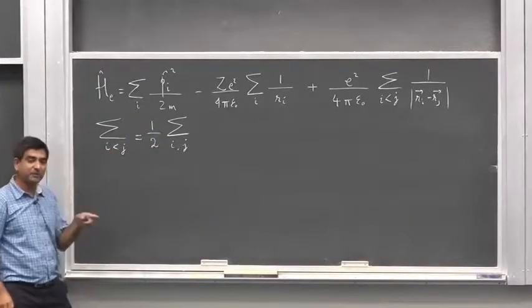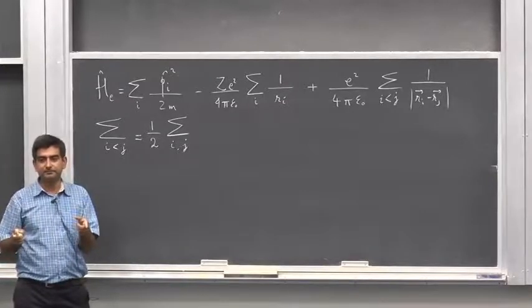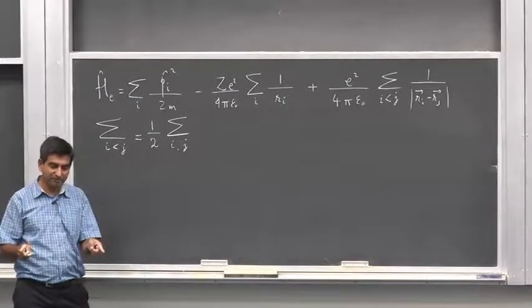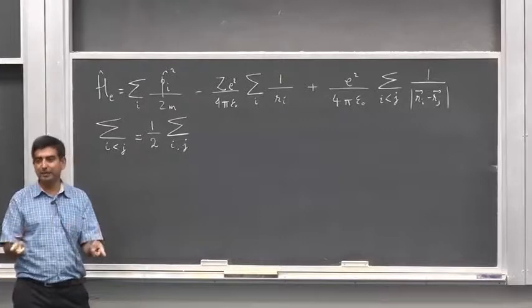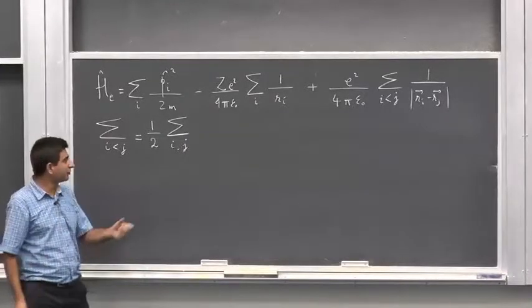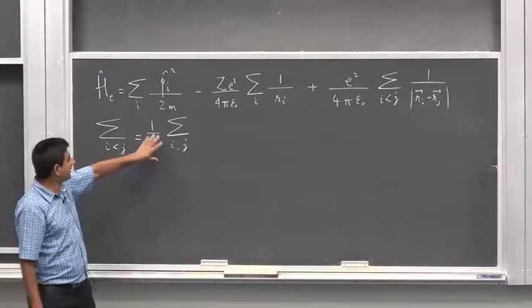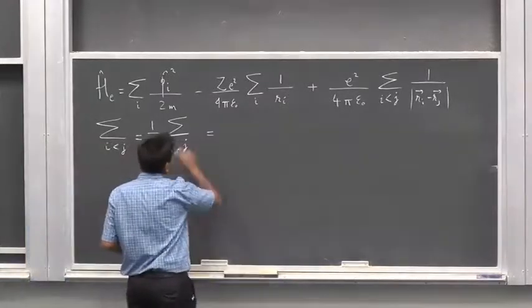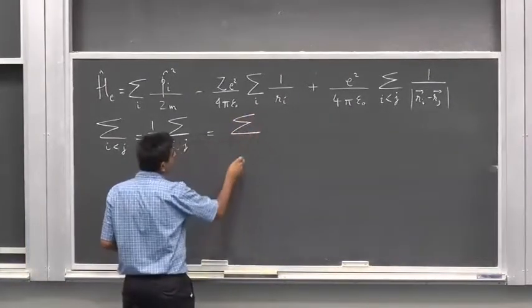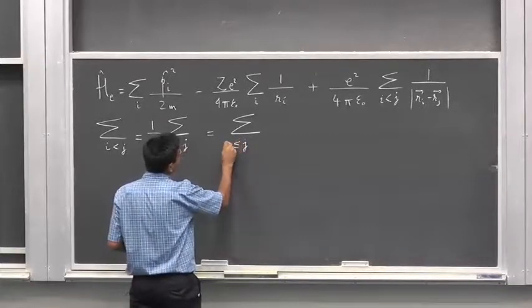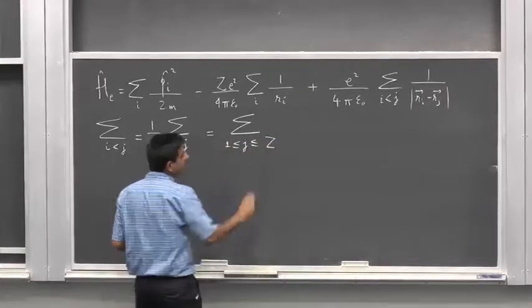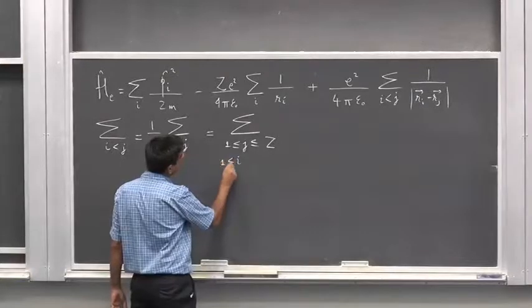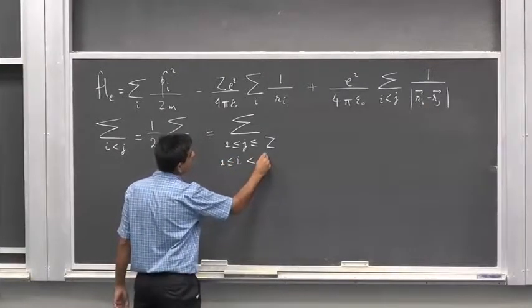Why? Because if you sum up over all i's and all j's, then first electron, second electron, i is 1, j is 2, but then you have i is 2, j is 1. So it's the same pair, you're double counting each pair. So in order to circumvent this double counting, you have to reduce by half. This also means that j can take up values from 1 to capital Z, where Z is the total number of electrons, and i goes from 1 and is less than j.